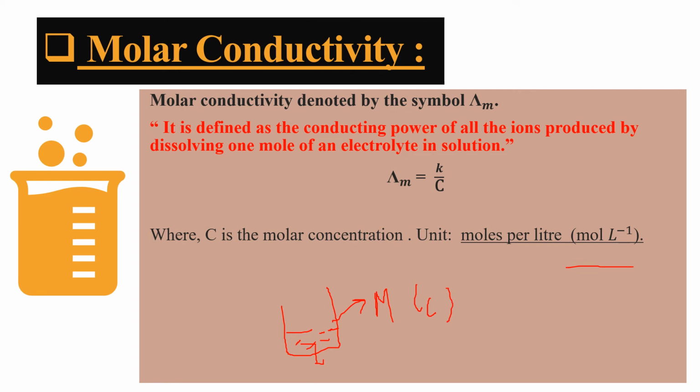Molar conductivity is the conducting power of the ions produced by dissolving 1 mole of the electrolyte. When we are discussing 1 mole of the electrolyte present in that electrolytic solution, we calculate the molar conductivity. Since the conducting power of the ions can be denoted by kappa, K, when we divide the conducting power kappa by the molar concentration, C or M, we get the value of molar conductivity.